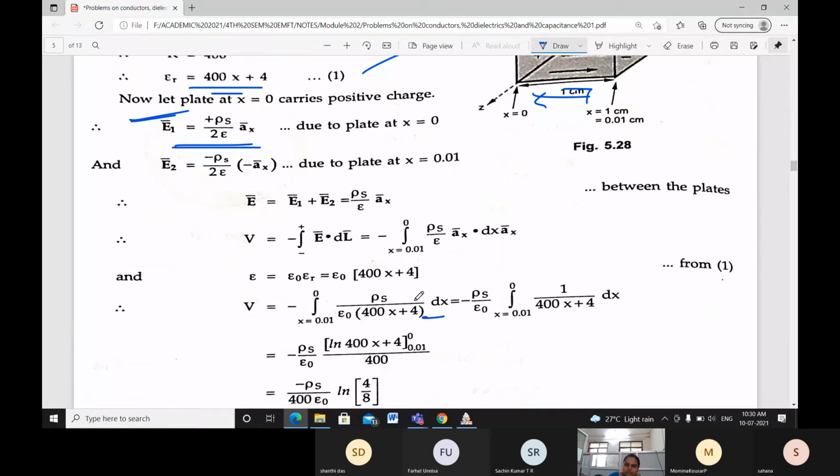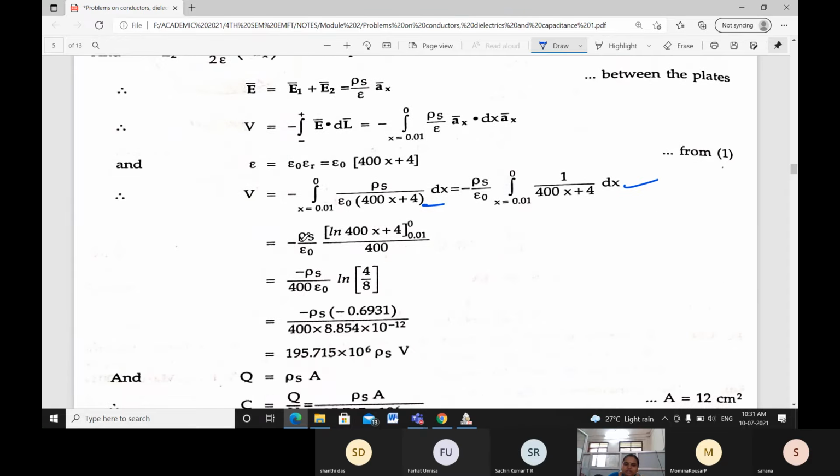Then your equation is going to be minus rho_s divided by epsilon naught, taken outside. The remaining, with the limit 0.01 to 0, is 1 divided by 400x plus 4 into dx. That is equal to minus rho_s divided by epsilon naught. Then here the whole is taken as 1 by r. It is ln r, therefore ln of 400x plus 4 with the limit 0.01 to 0, divided by 400, which is a constant that you have to take in the denominator part. Then go for simplification of this.